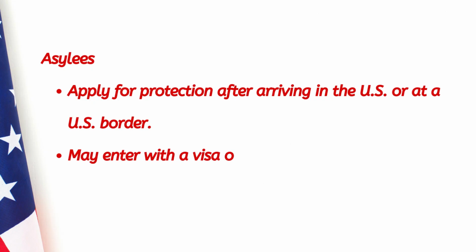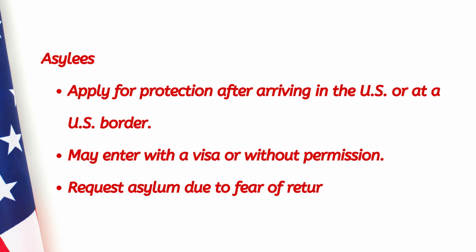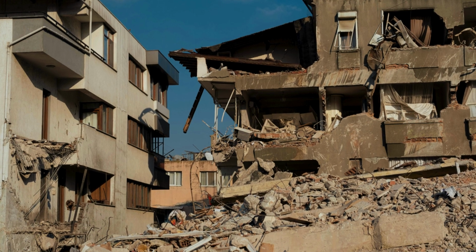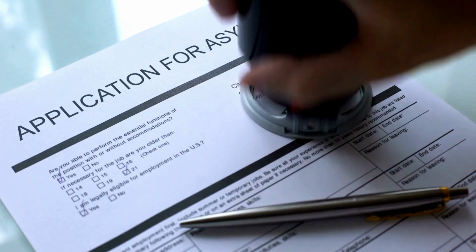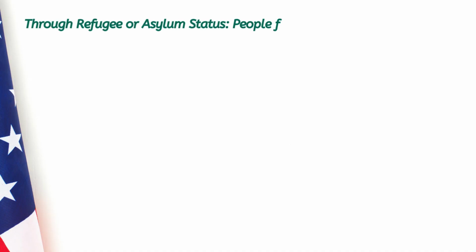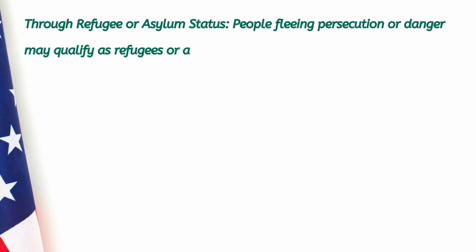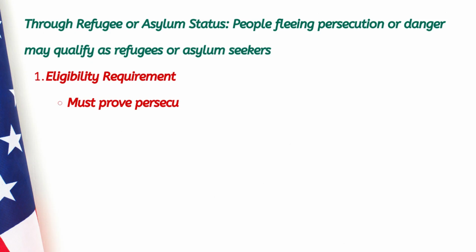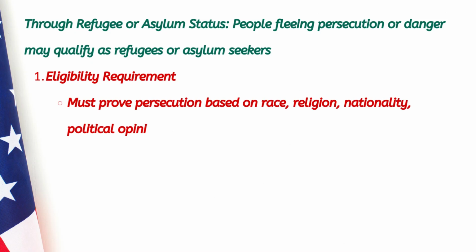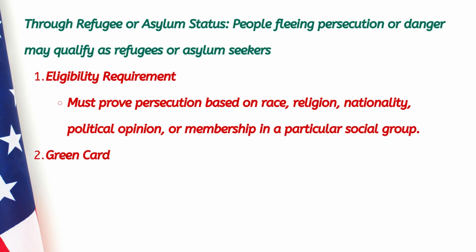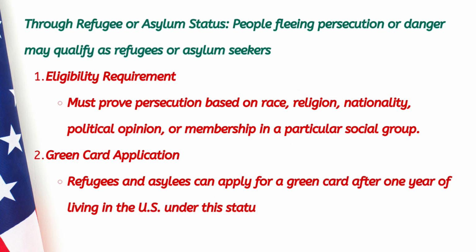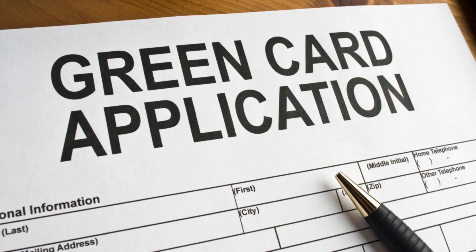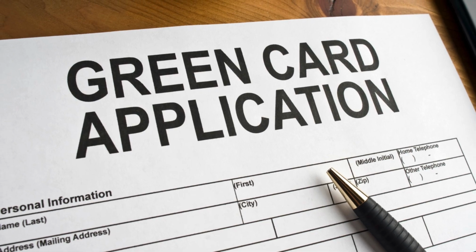They might have entered the country on a visa or without permission, but they request asylum because they fear going back to their home country will not be safe for them. In both these cases, the person must prove that they are fleeing persecution based on race, religion, nationality, political opinion, or for belonging to a particular social group. The main difference between a refugee and an asylee is where and when they ask for protection. And they can apply for a green card after living in the United States for 1 year under this status.